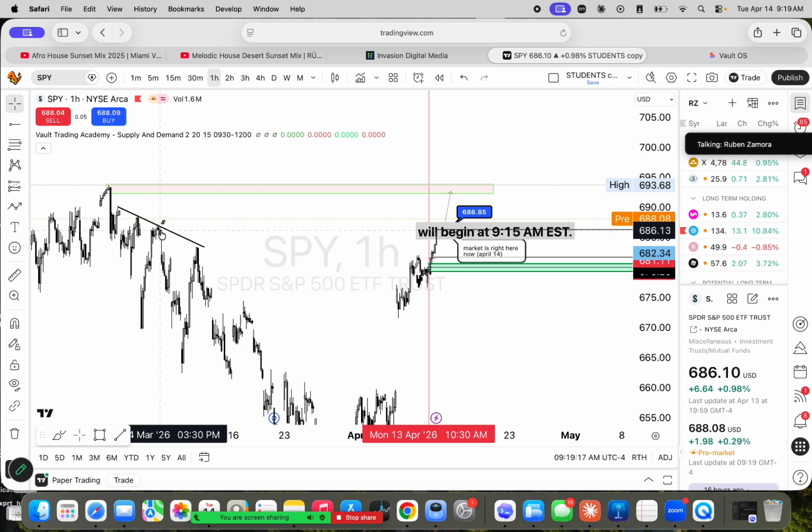Could there be a pullback? Yes, there could be a pullback. But I want to wait the first 5 minutes of the market opening, and I want to see how I can look and place a trade. I'm going to use the Vault Trading Academy indicator, the supply and demand that we published inside the Vault OS, and I want to see how I can use that this morning to look for some upside.